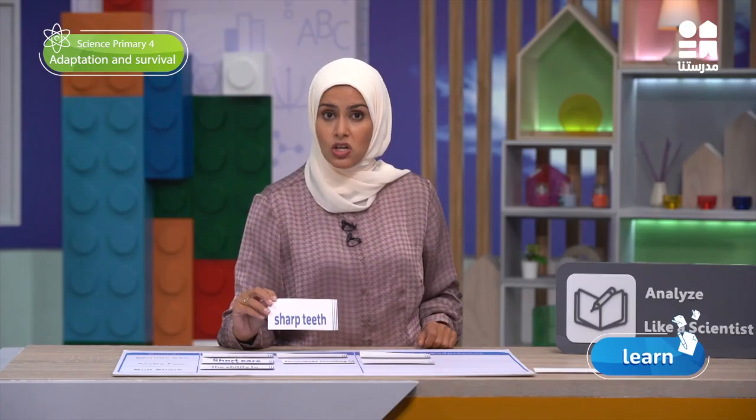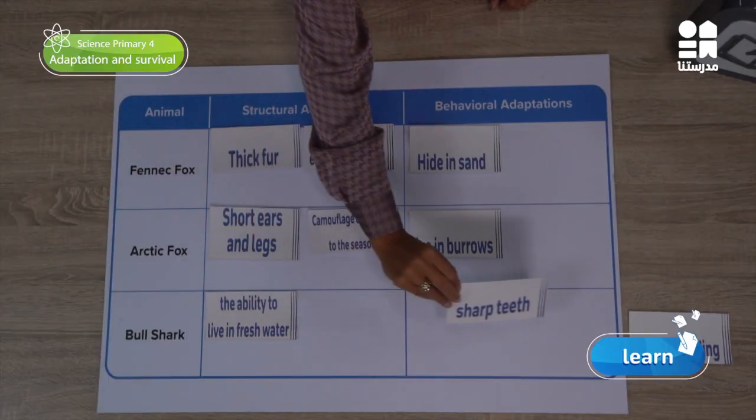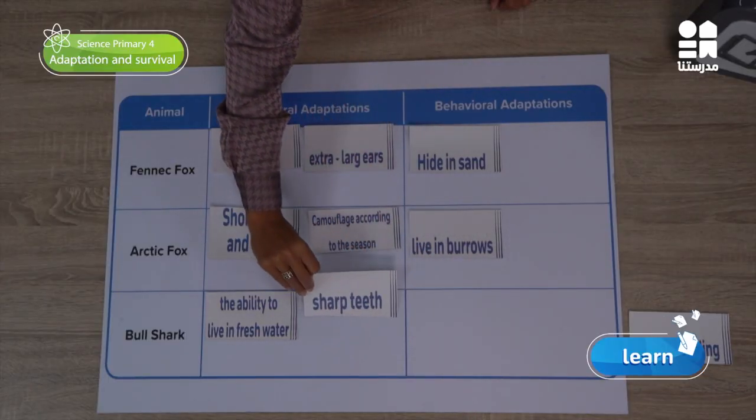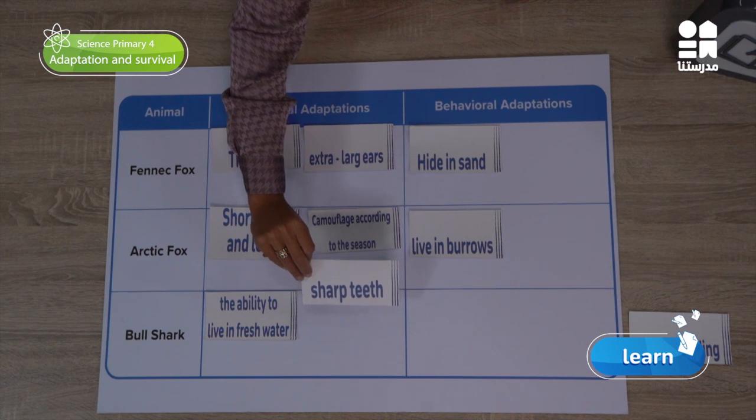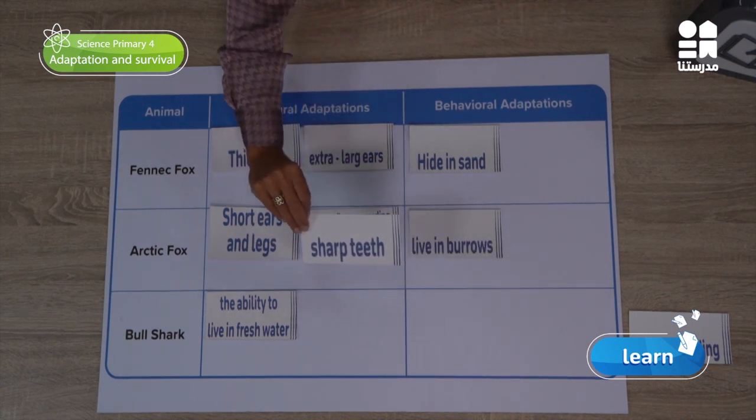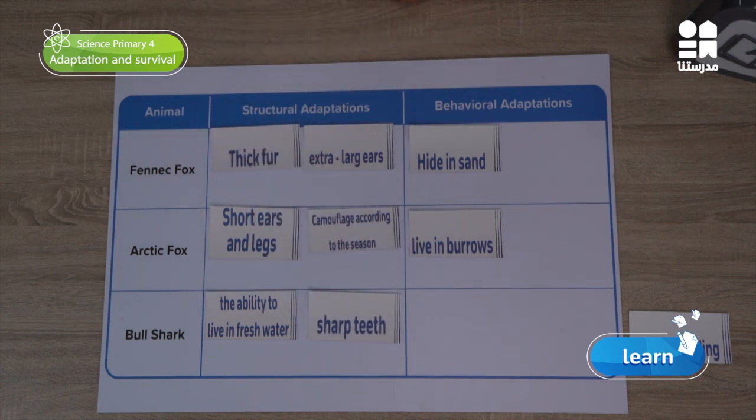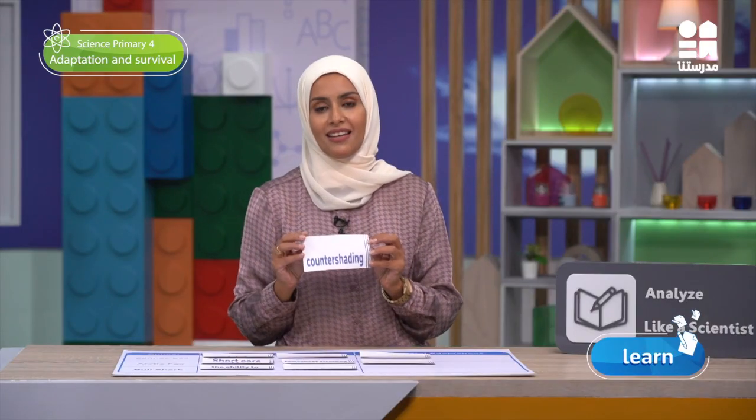Sharp teeth. Sharp teeth goes for the bull shark, right? Behavioral or structural adaptation? Is it related to an action or a behavior? No, it's related to a body part. So, it's structural adaptation. And the last card is counter shading.